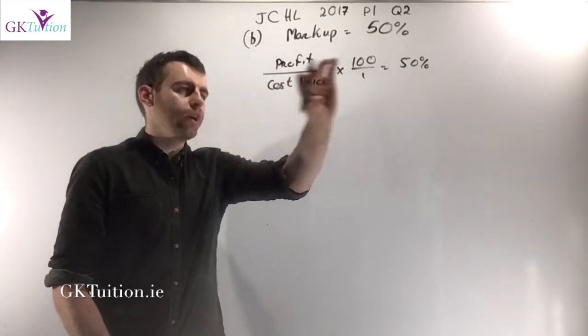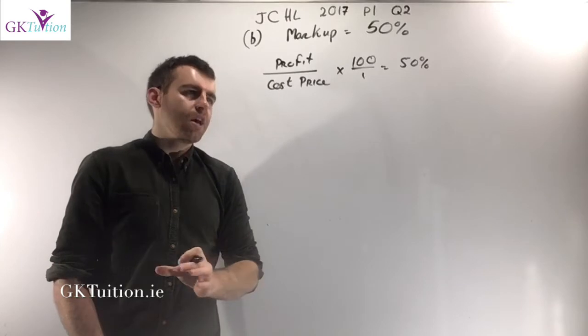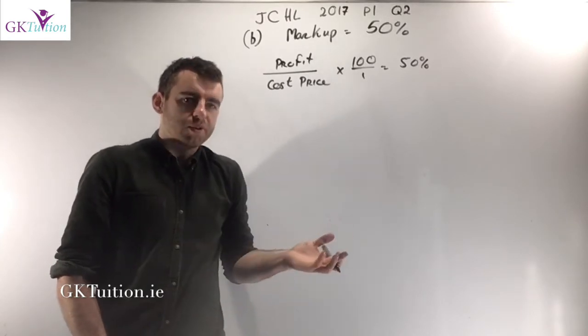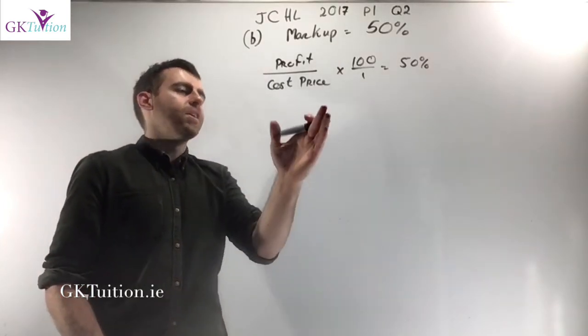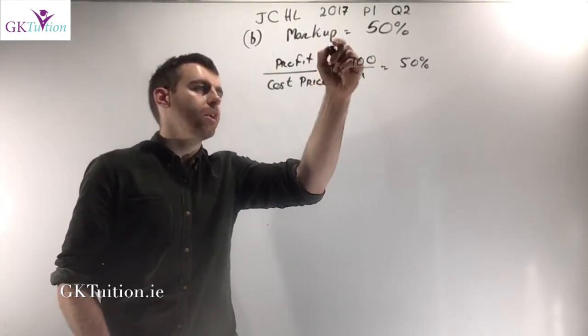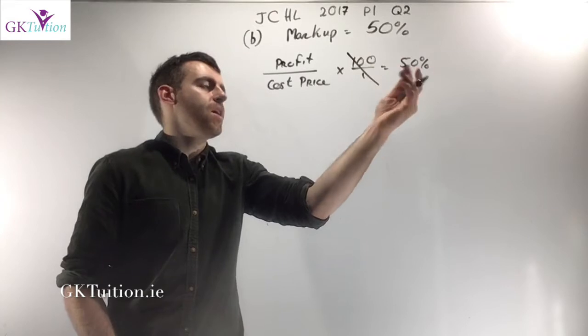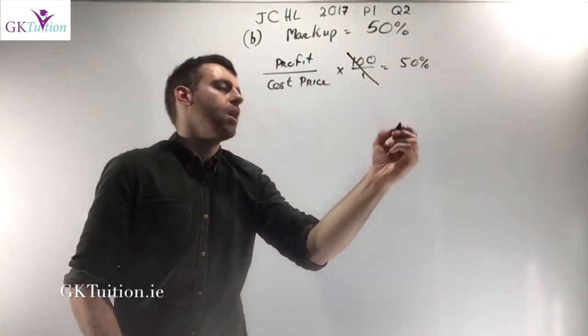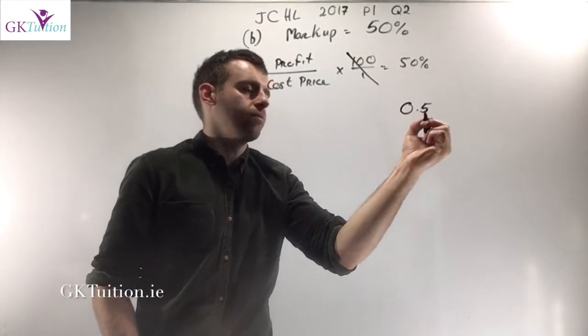So this is an equation. You should think of this as an equation, and what we can do is divide both sides by 100. If I divide the left hand side by 100, well, that's the opposite of multiplying by 100, so this would actually just be cancelled. And if I divide the right hand side by 100, I can just write this as 0.5. That's it.